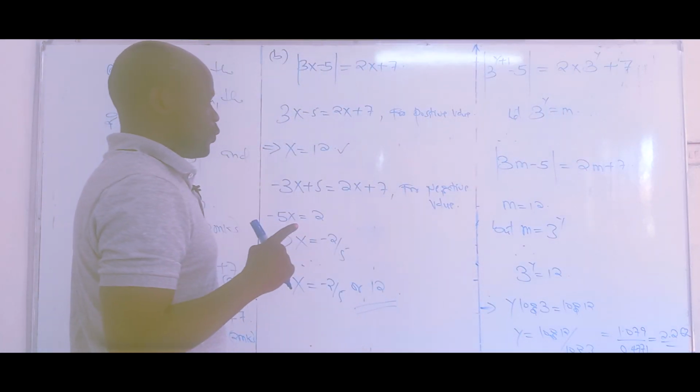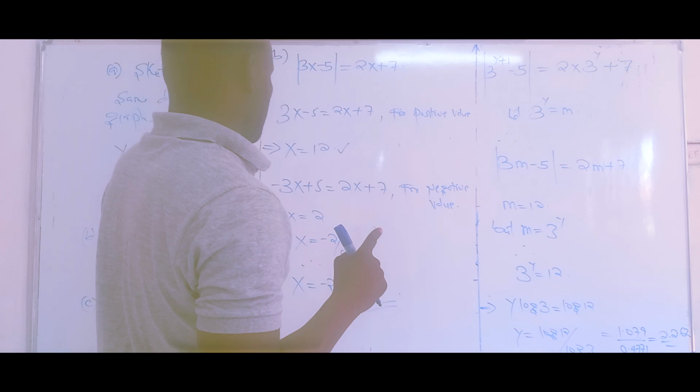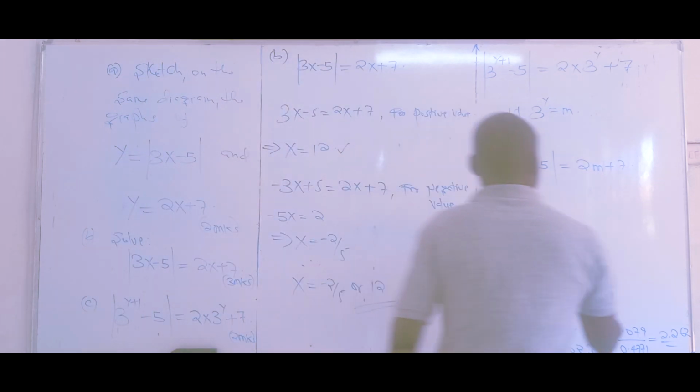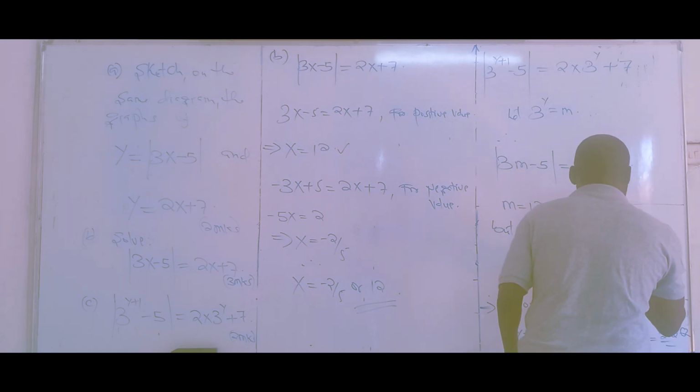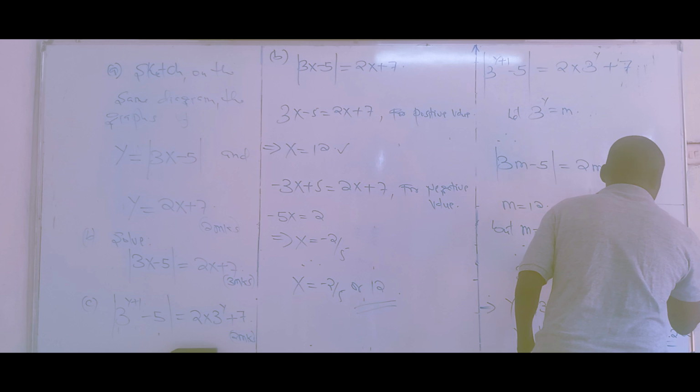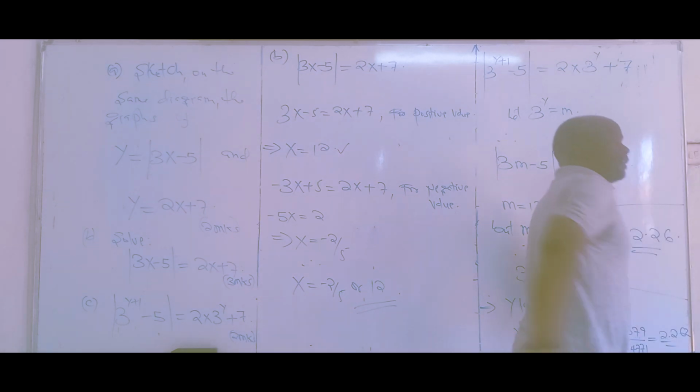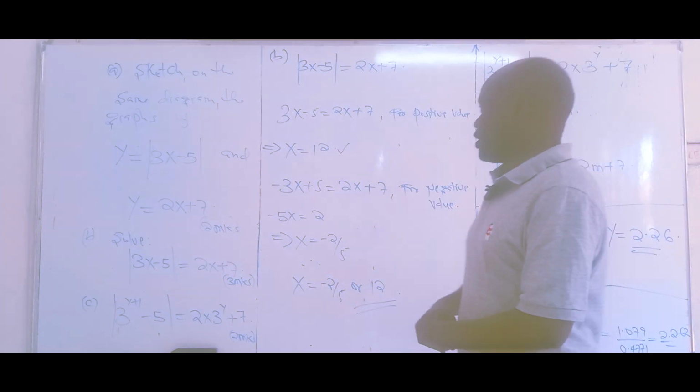Remember that we were asked to get it to 3 significant figures. So if we are to get the value of y to 3 significant figures, then we say that y is equal to 2.26. That's the answer to that question.